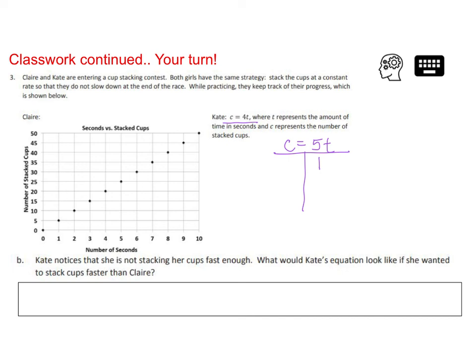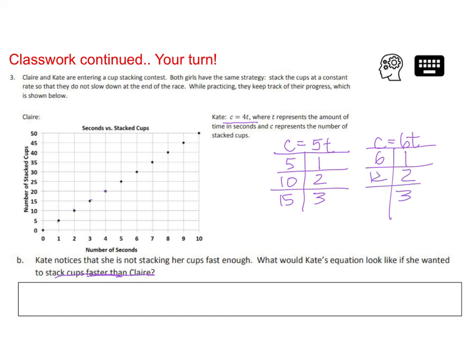So if in 1 second she would have 5, in 2 seconds she would have 10, 3 seconds she would have 15. So I'm counting by 5s. And if I go over here, 1 is at 5, 2 is at 10, 3 is at 15, 4 is at 20. So that would be the same, but wait. She wants to stack cups faster, so this would be the same. So I think we have to go 1 up. So now let's see. In 1 second, it'd be 6 cups. In 2 seconds, it'd be 12. In 3 seconds, it would be 18. So let me check. 3, 18. Yeah. So it would have to look like C equals 6T.